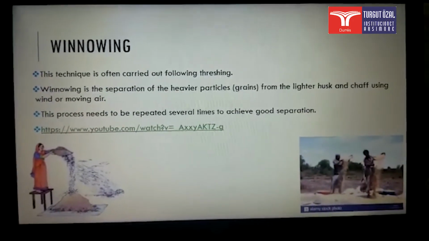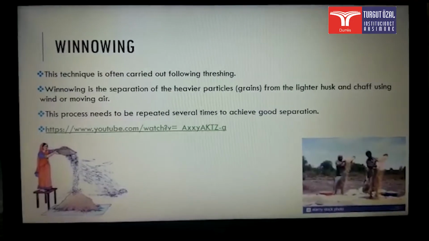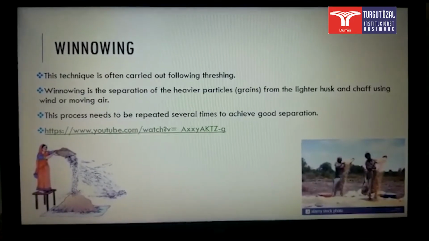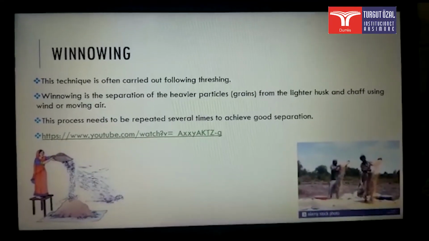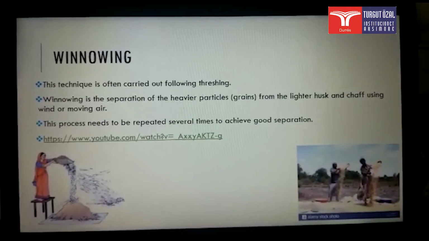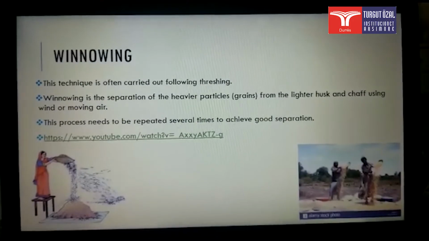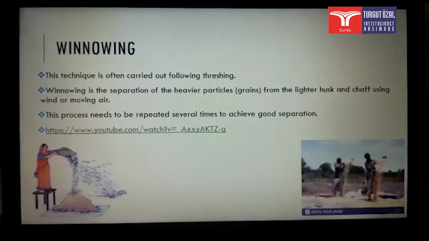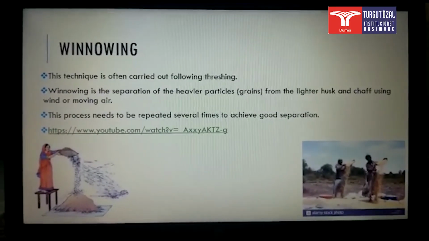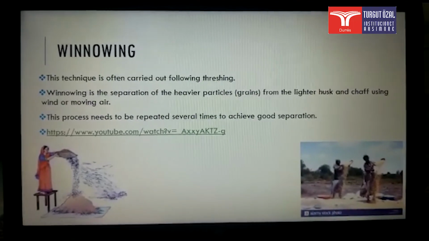Winnowing. This technique is often carried out following threshing. Winnowing is the separation of the heavier particles of grain from the lighter husk and chaff using wind or moving air. This process needs to be repeated several times to achieve good separation.